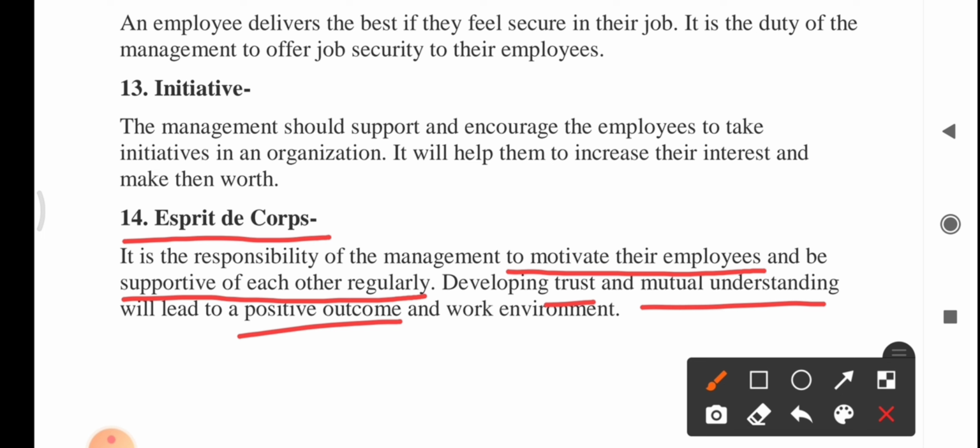These were given by Henri Fayol. I suppose this is now clear for you. Go through it carefully. You can pause wherever you feel like and read carefully. I hope this topic is now clear for you.